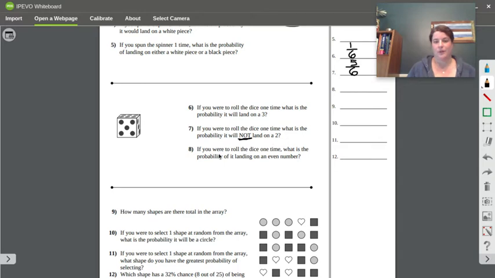And how about this one? If you were to roll the dice one time, what is the probability of it landing on an even number? Well, let's count up the even numbers. We have 2, 4, and 6. We have 3 even numbers, so it would be 3 out of 6. Or 1/2 if you're using your calculator.